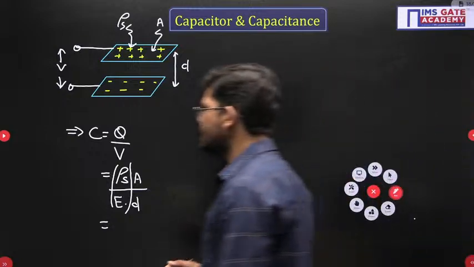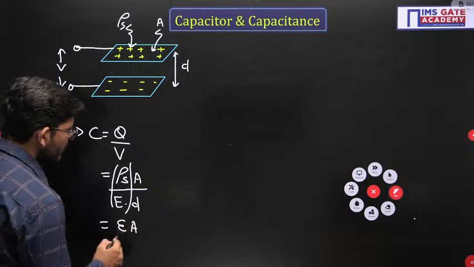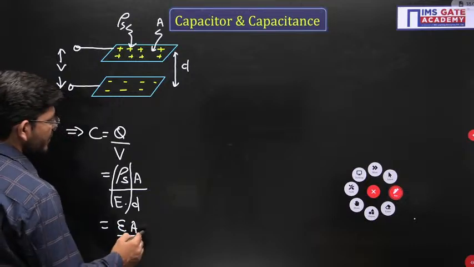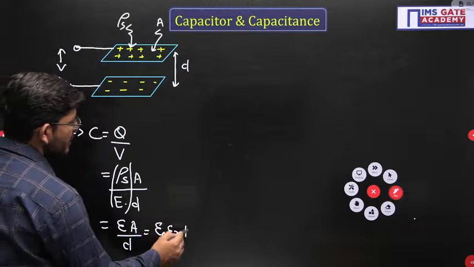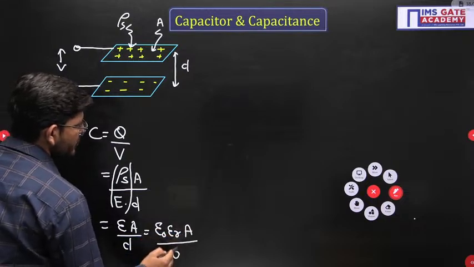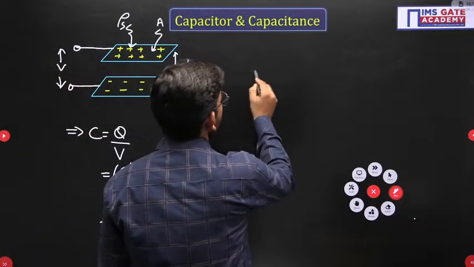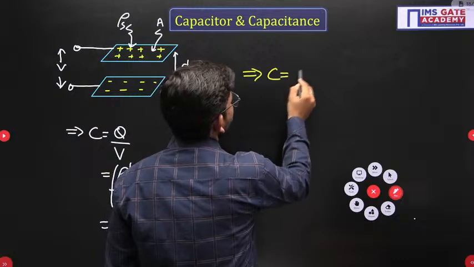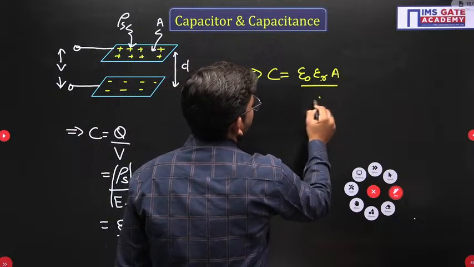Epsilon, isn't it? So shall we write it epsilon? Yes, we can write it epsilon, and it will become epsilon A by D. And epsilon, you know that it is equal to epsilon naught epsilon R. So just see, this is how we calculate the expression for the capacitance. C is equal to epsilon naught epsilon R A by D.